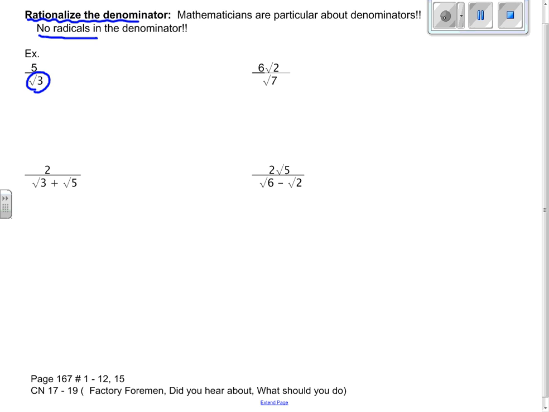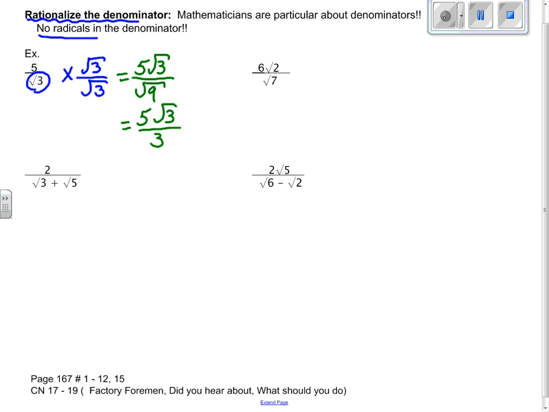So to get rid of root 3 in the bottom, I am going to multiply this radical by root 3 over root 3. In other words, I'm multiplying by 1, which doesn't change its value, but will change how it looks. On the top, I have 5 times root 3, which I can write as 5 root 3. On the bottom, I have root 3 times root 3, which is root 9, which is the same as the whole number 3. I have rationalized the denominator.